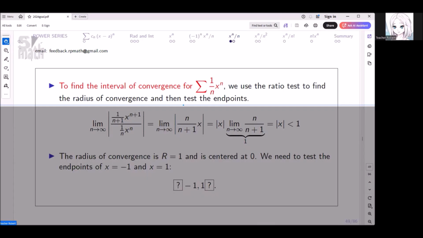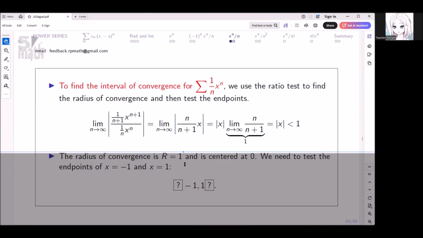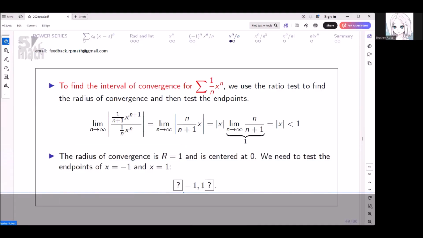To find the interval of convergence for the series 1 over n times x to the power n, we use the ratio test to find the radius of convergence and then test the endpoints. We have the following. The radius of convergence is R equals 1 and is centered at 0. We need to test the endpoints of x equals -1 and x equals 1.